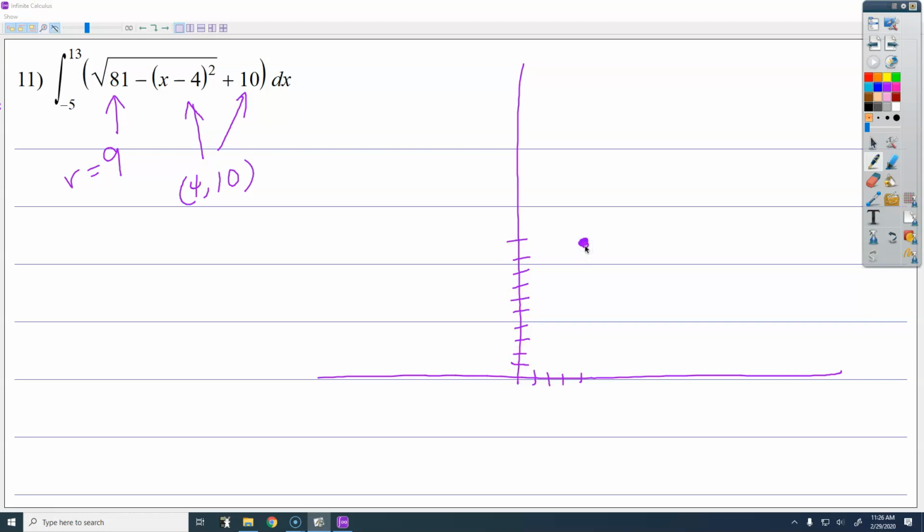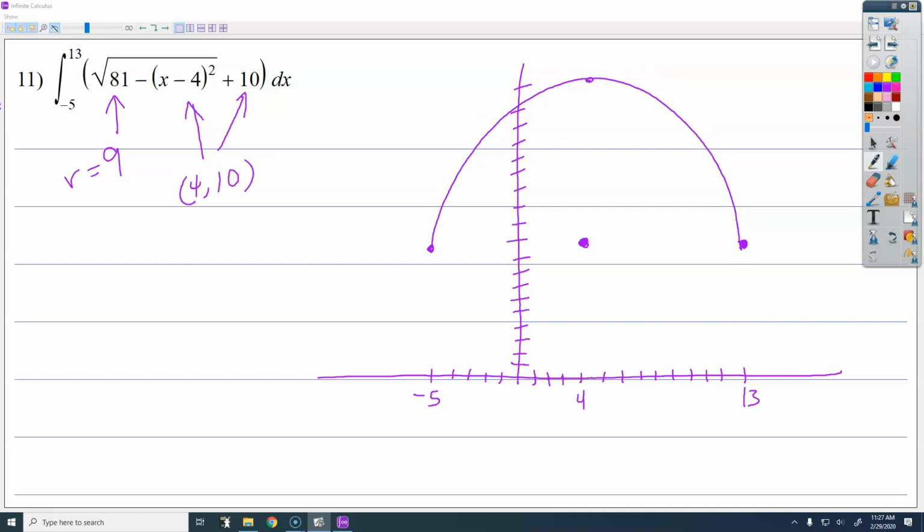And then my radius is 9, so I'm going to go out 9 to the right of that. I'm going to go 9 to the left of that. So this is at negative 5, by the way, if you go 9 to the left of 4. And if you go 9 to the right of 4, that's at 13. And then we're also going to go 9 up. So that puts me here, and then my half circle looks like this. And they want me to find the area under that curve.